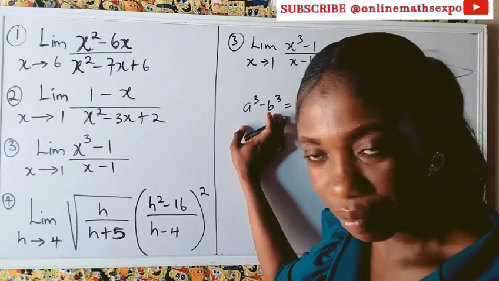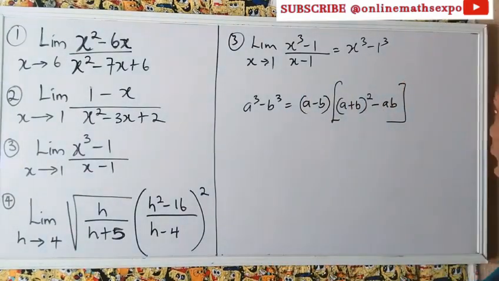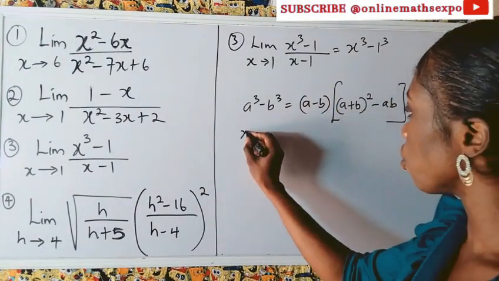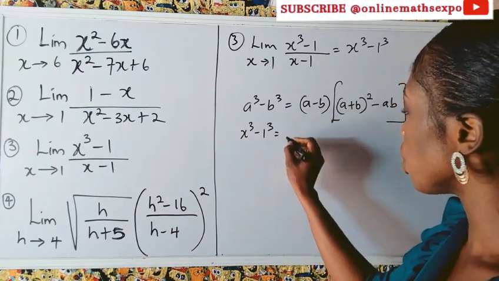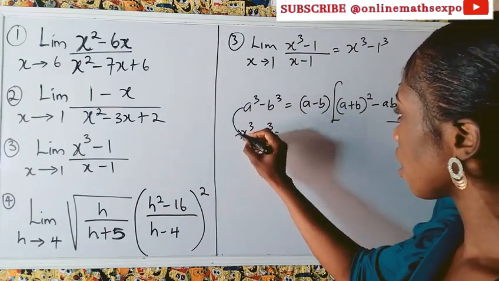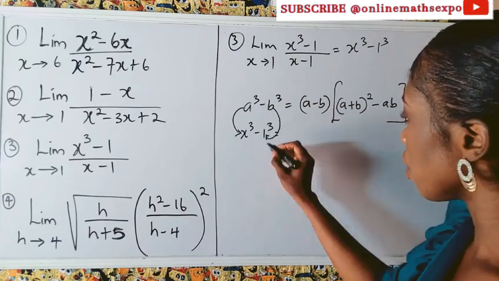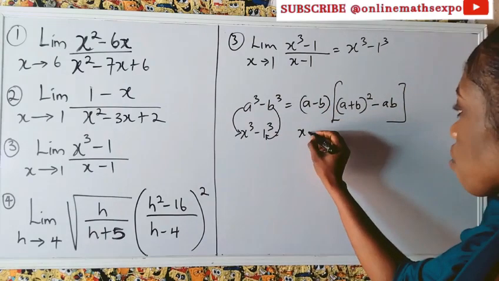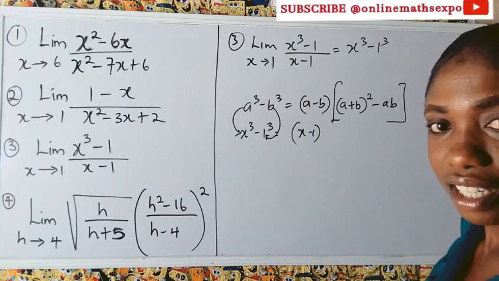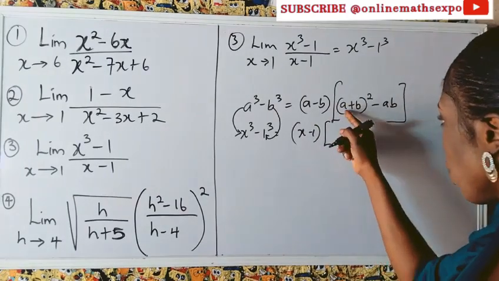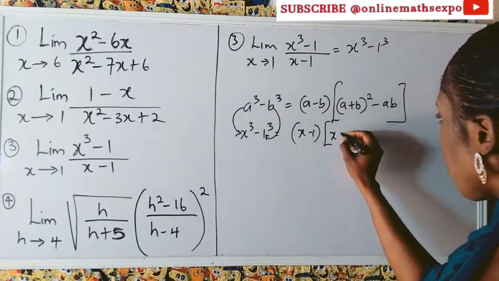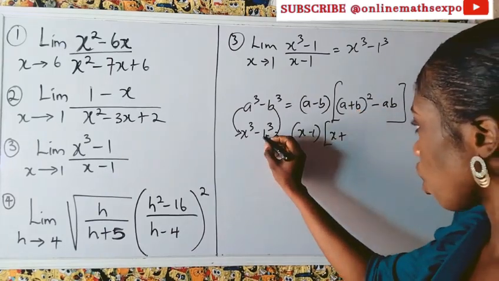There are so many of them. So let's use this. In that case, for x cubed minus 1 cubed, this is our a and this is our b. So we are going to have x minus 1, times x plus, our b is what? 1.